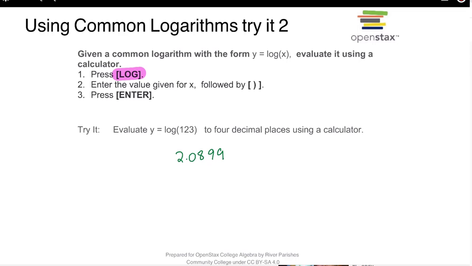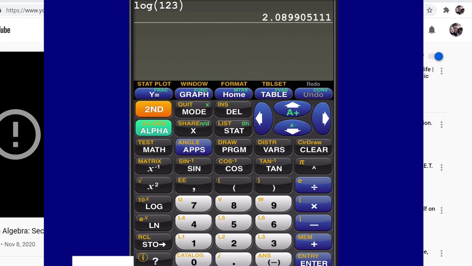And what that means is that 10 to the 2.0899 is 123. That's what it means. So if I check it, 10 to the 2.0899, we get 122.99, which is 123 if you round.